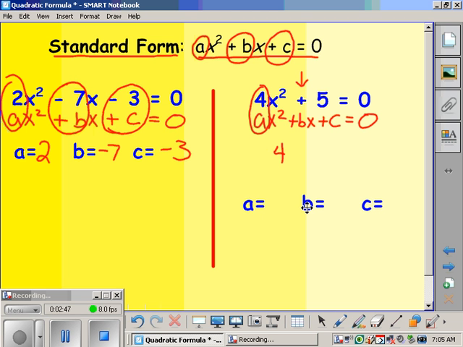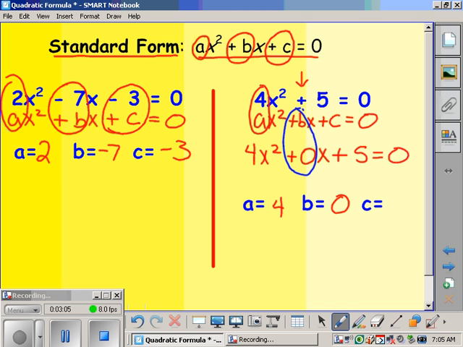So what we could do is we could rewrite this equation so it does have three terms. We could write it as 4x squared plus 0x plus 5 to better see what our a, b, and c is. So now you can see that the b corresponds to 0, and then the c, which is our constant, corresponds to the 5. So those would be the three numbers we would plug into the quadratic formula to be able to simplify it and solve.